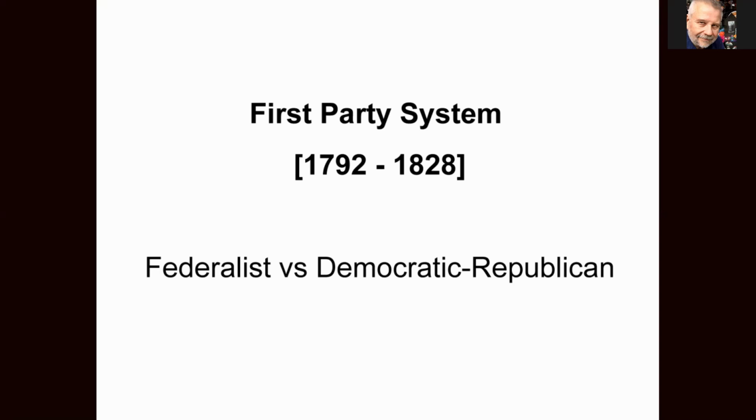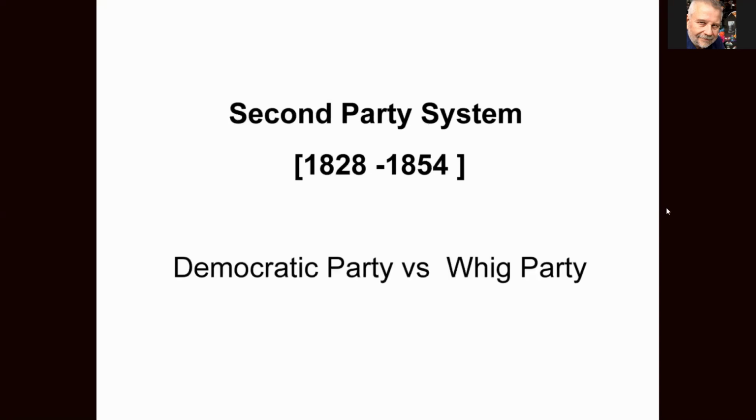when we come to the fifth and sixth party systems, we're not even quite sure. Historians have not agreed exactly when they began and when they ended, or whether we're still in the sixth, or have we entered into the seventh, and so forth. But the first party system is, as I say, 1792 to 1828, Federalist versus Democratic Republican. The second party system, 1828 to 1854, the Democratic Party versus the Whig Party.